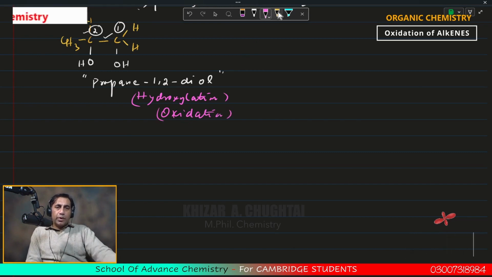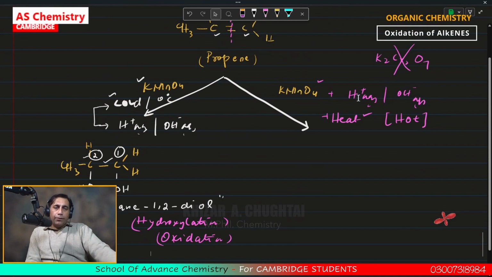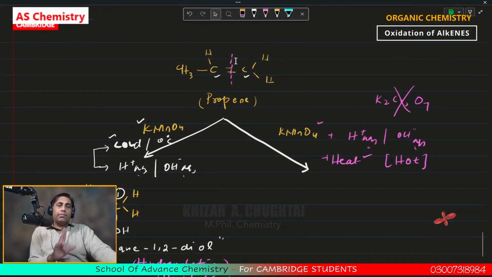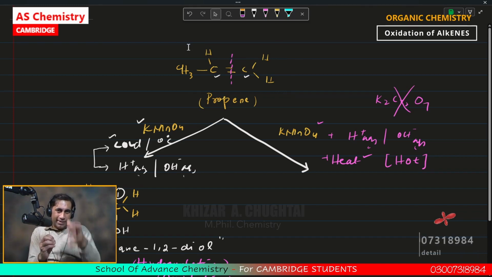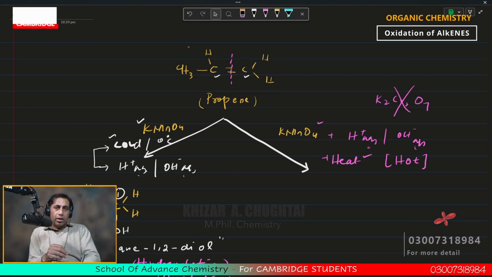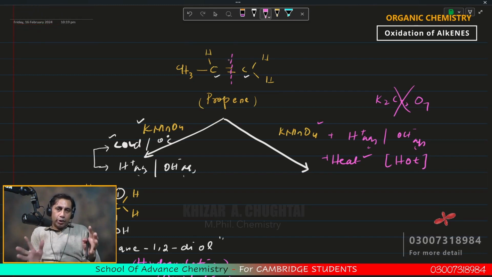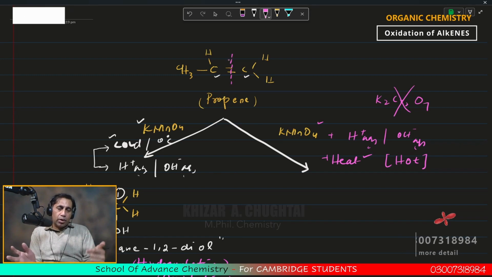Now come toward this one. If I'm going to use acidified KMnO4 or alkaline KMnO4, I mean in the presence of acid or alkali, and I'm going to heat it as well, this time there is complete cleavage, complete breakage of this C=C double bond. So the molecule is going to change into two pieces. The molecule is going to break down from where there is a double bond. From here, this molecule is cut into two parts if there is only one double bond.